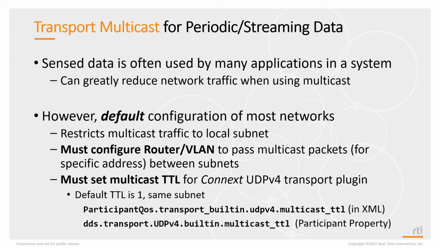The second thing you're going to have to do is on the Connext DDS side. You'll have to set the multicast TTL. By default, the TTL, or time to live, is 1, which means that multicast packets are only going to be forwarded within the same subnet. If you need to forward it between subnets, you're going to have to set the TTL to more than 1, where the TTL is a number of hops or number of subnets it has to go through, a number of routers or VLANs it has to go through between the sender and the receiver. And this is done through other QoS policies under the transport built-in, which you can either do in XML or as a participant property.